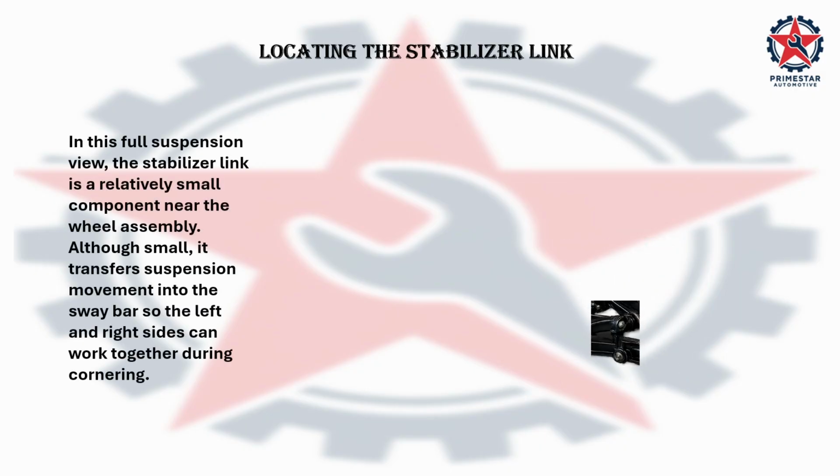In this full suspension view, the stabiliser link is a relatively small component near the wheel assembly. Although small, it transfers suspension movement into the sway bar so the left and right sides can work together during cornering.